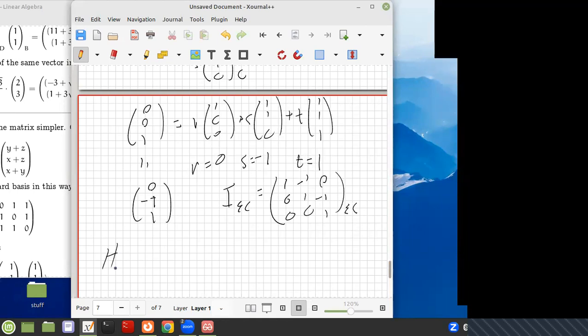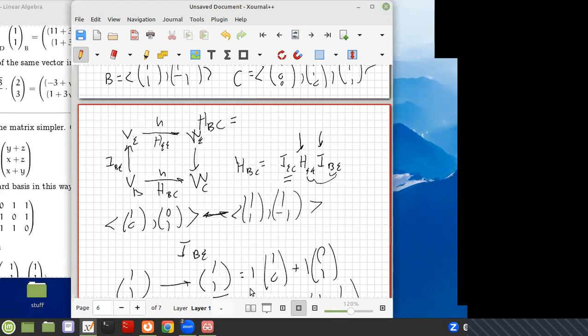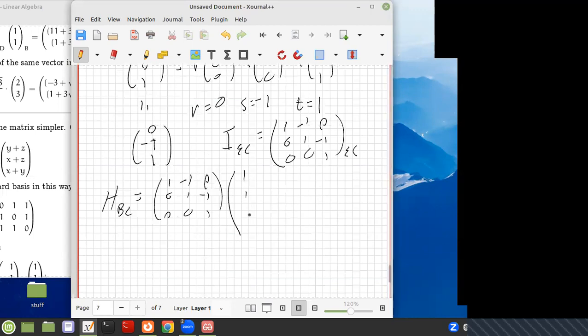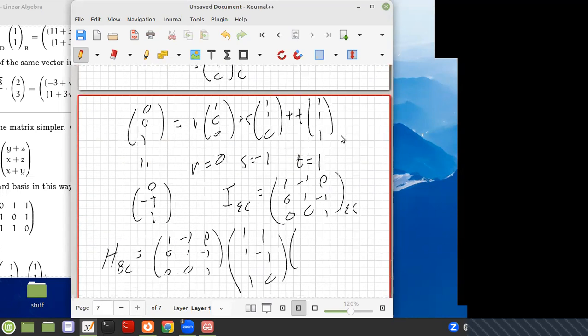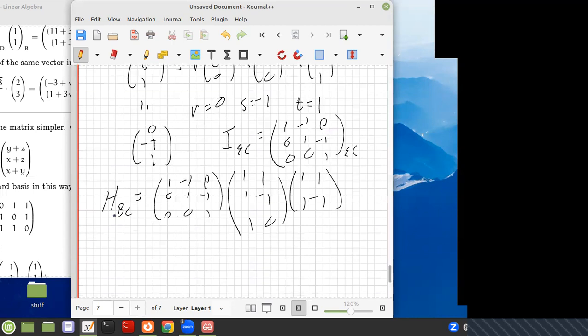Then my final matrix H_BC should equal this matrix, 1, 0, 0, -1, 1, 0, 0, -1, 1, times the H matrix, times the basis change matrix, the other one, which I think is this one, 1, 1, 1, -1. So if I carry out this multiplication, I'm going to get H_BC.